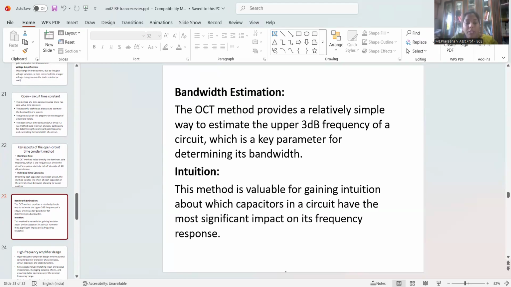Okay. The second one is intuition about circuit behavior. Another important benefit of the OCTC method is that it helps engineers develop intuition about which capacitors have the greatest effect on the circuit frequency response. By calculating tau equals RC, it becomes clear which capacitor contributes the most to the bandwidth limitation. If it has a larger time constant, it has a great impact on bandwidth, and if it has a smaller time constant, it has less impact on the bandwidth. This helps the designers focus on the critical capacitors in optimizing the amplifier performance. That is the main concept here.